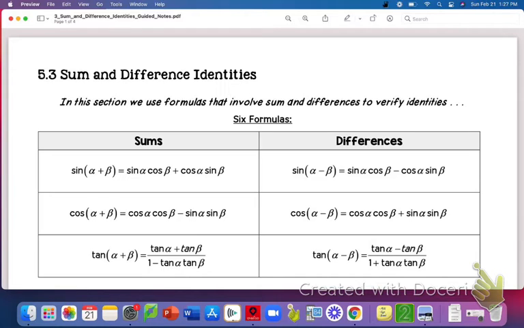Okay, so in this section, we're going to use formulas that involve sum and differences to verify identities. So here are 6 new formulas that you are now going to add to your toolkit. Our first one that we have here is our sum of sines. So the sine of alpha plus beta turns into the sine of alpha times the cosine of beta plus the cosine of alpha times the sine of beta.